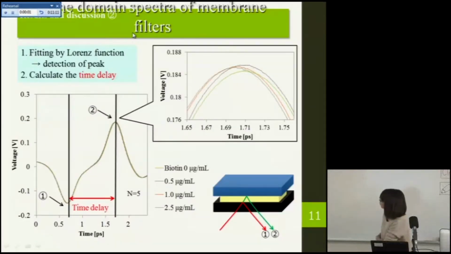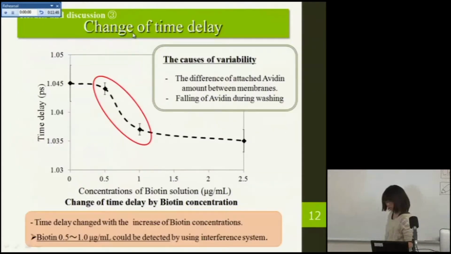And the next is the result of reflection measurement using interference system. This is a time domain spectra of membrane filter. I fit the spectra by using the Lorentz function and detect the peak 1 and 2 and calculate the time delay. I check the change of time delay by biotin concentration.